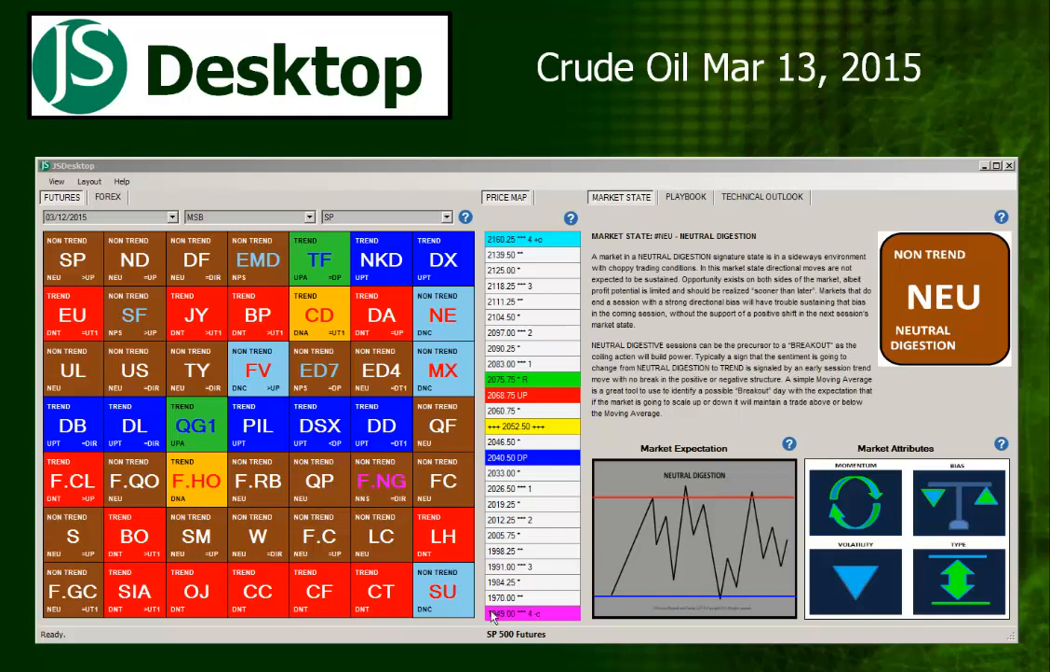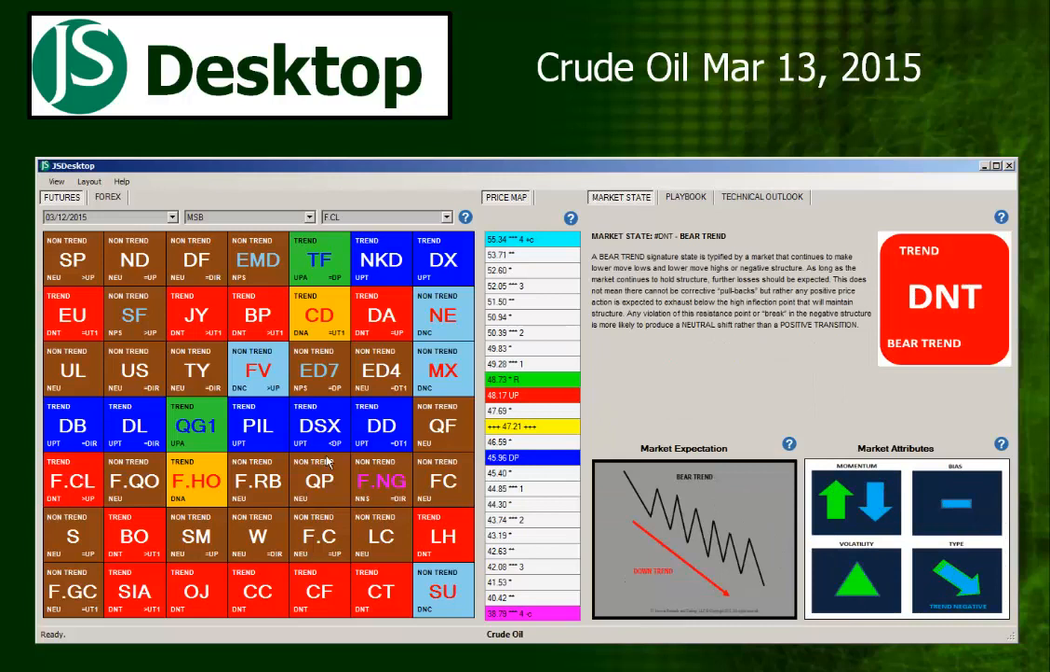Today we're going to go over crude oil, March 13th, 2015. Market is in a bear trend. Bear trends are typified by the market continuing to hold negative structure, making new move lows and lower highs. Attributes are that we expect some good momentum, so momentum tactics will work well. We have a negative bias. This is a trend type negative market state, and we expect volatility to increase.